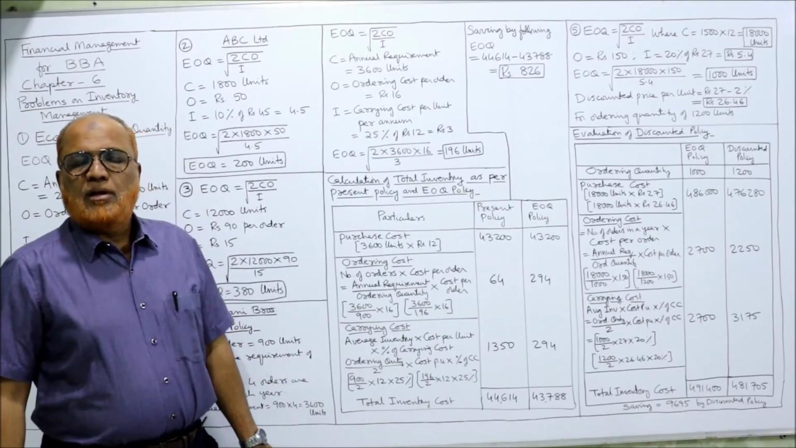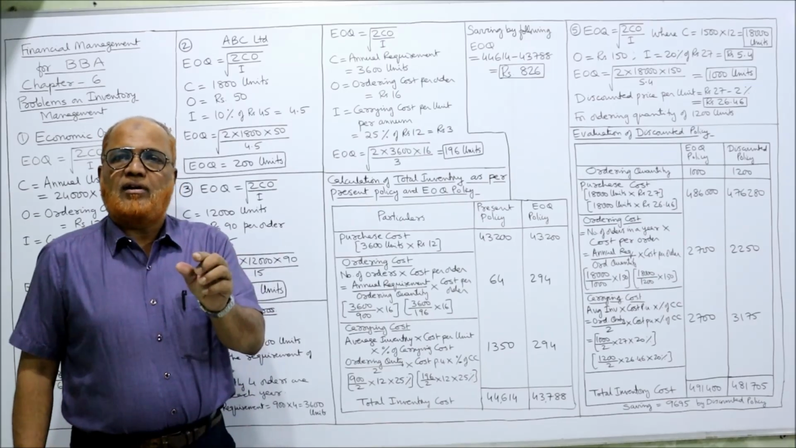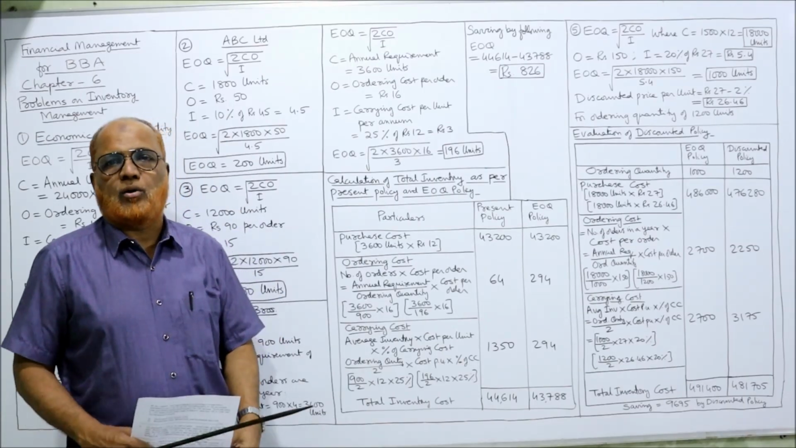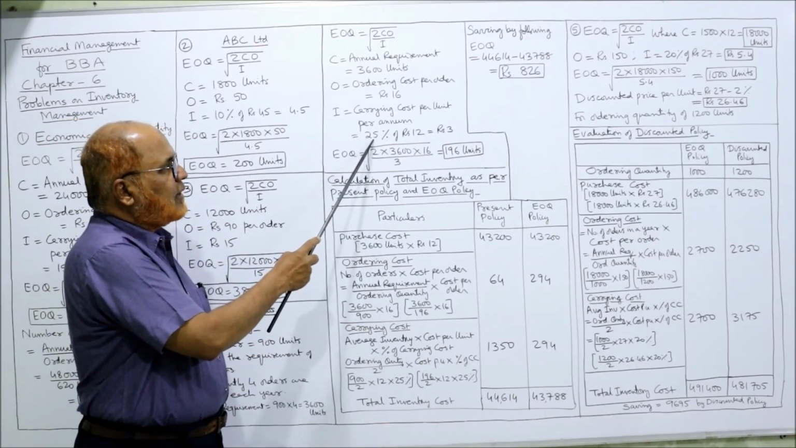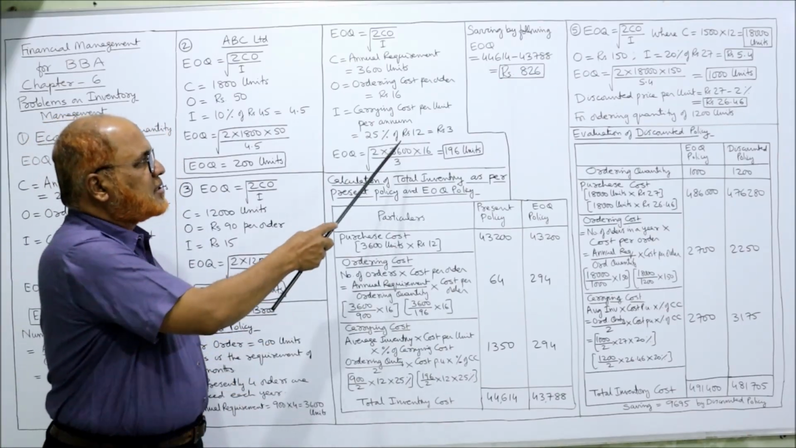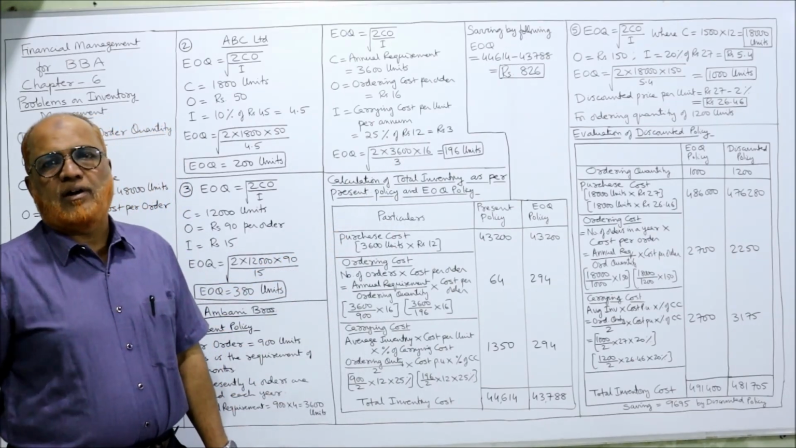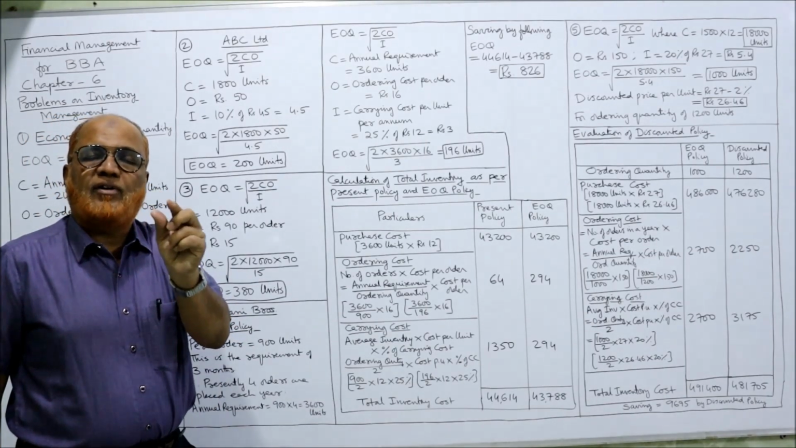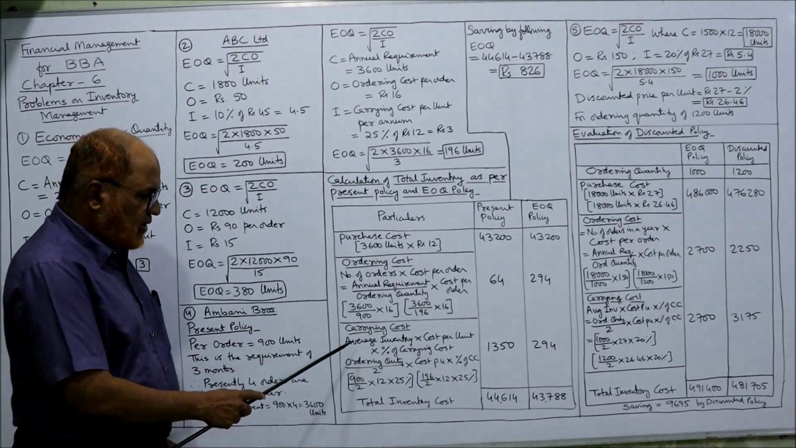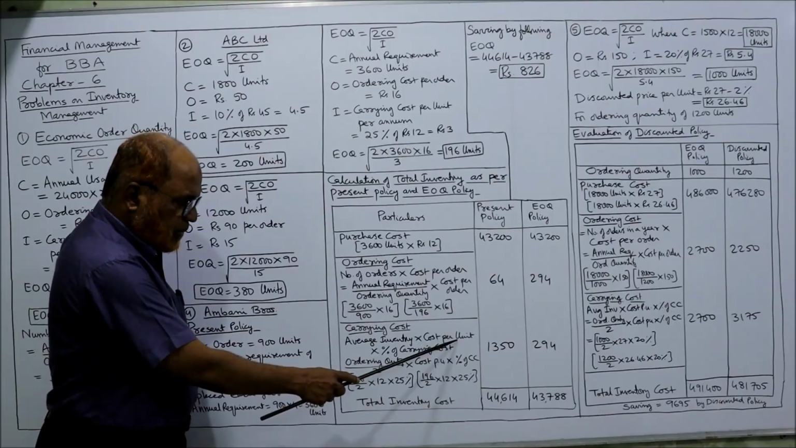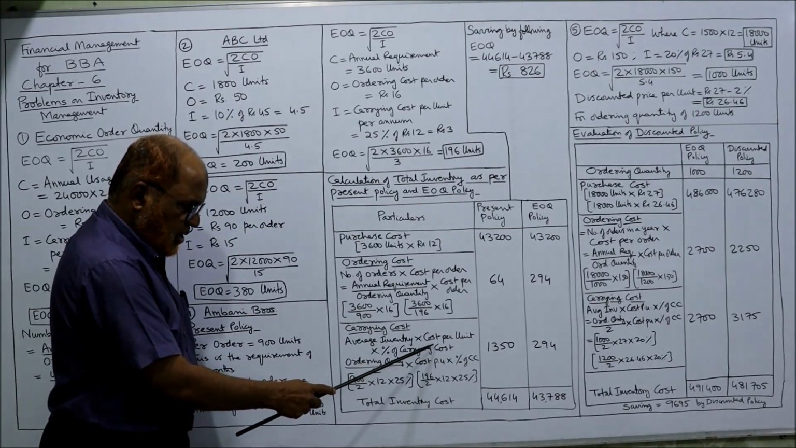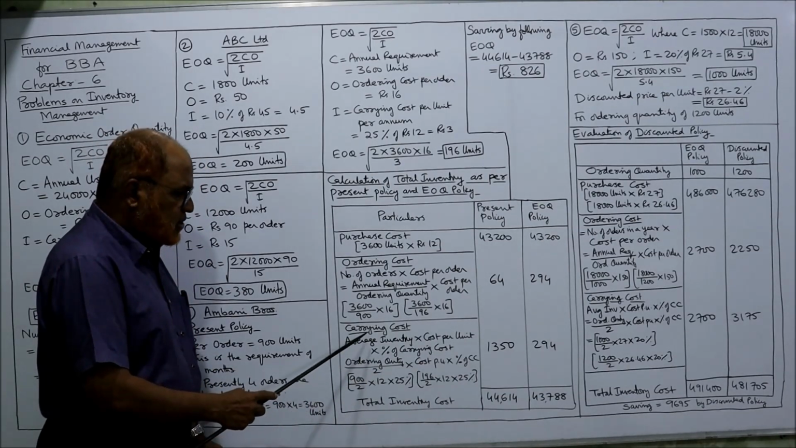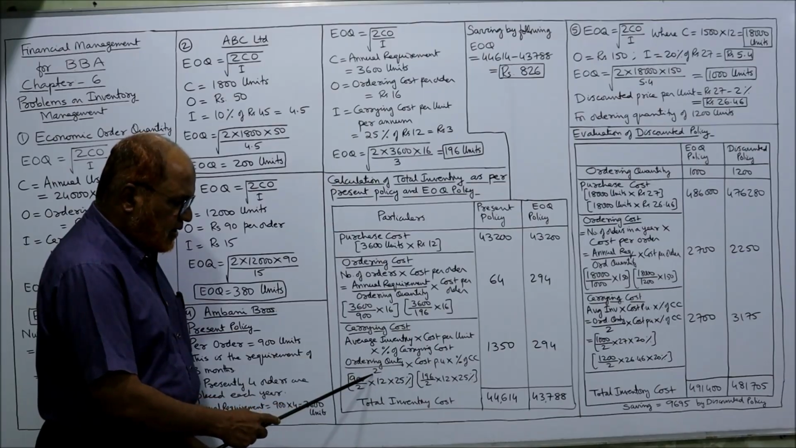Now carrying cost. The formula for carrying cost is average inventory into cost per unit into percentage of carrying cost. What is the percentage of carrying cost? 25%. What is the cost per unit? 12. Average inventory, the formula is ordering quantity divided by 2. So clearly I have written here average inventory into cost per unit into percentage of carrying cost. Average inventory is nothing but ordering quantity divided by 2, so in place of average inventory, I am writing ordering quantity divided by 2.